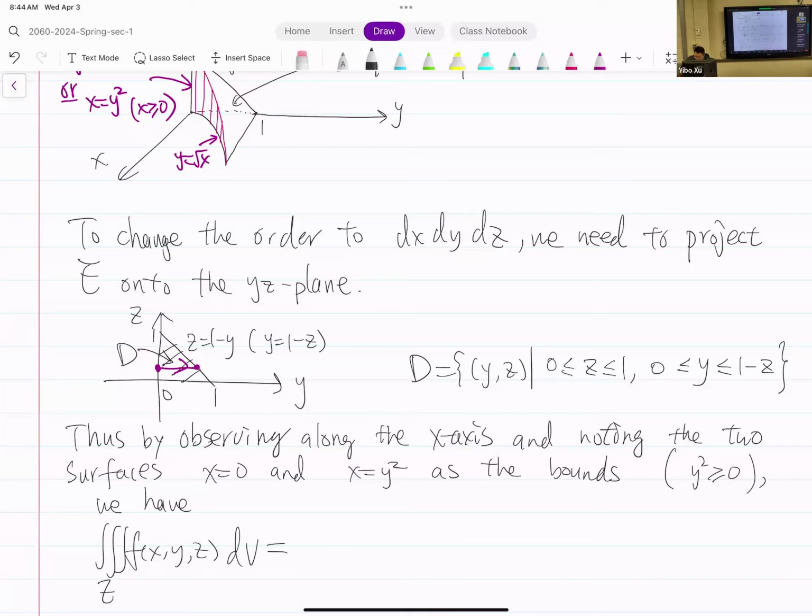So basically we have z first. So z goes from 0 to 1, dz. Y goes from 0 to 1 minus z, dy. Finally, we have the bounds for x. Okay, so it's from 0 to y squared, dx. And we fill out the function.